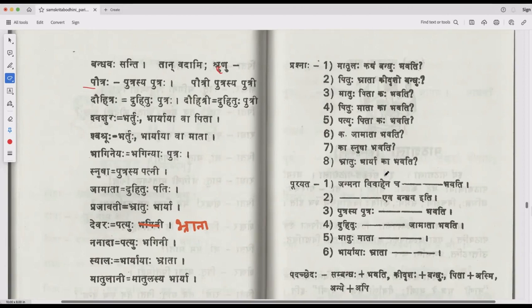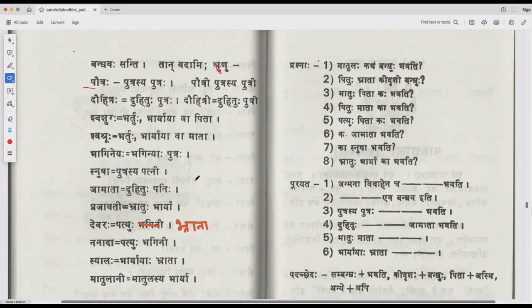Dauhitraha, duhituh putraha. Duhita is a word you don't know. Duhita is daughter. Putri is a daughter, and the same way, duhita is also a daughter, but it's a rikaranta. Duhitra shabdaha, like matra. Rikarantaha, strilingaha, duhitra shabdaha. Duhituh is in shashti vibhakti ekavachanam. So duhituh putraha, daughter's son, dauhitraha.